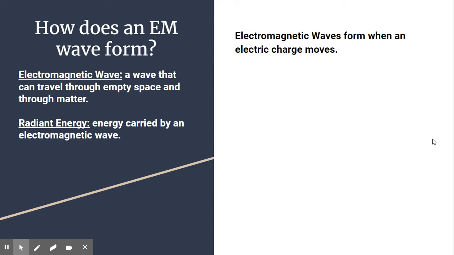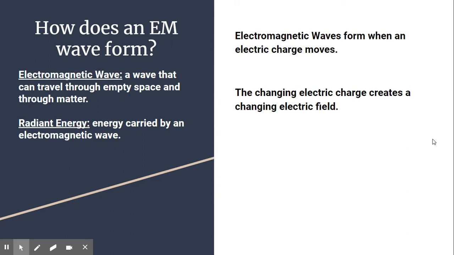Electromagnetic waves form when electrical charges move. If you think back to our last unit on forces and motion, we learned about some forces that act at a distance, and the electrical force was one of them. The electrical force showed you that different parts of an atom, like a proton or electron, have charges, and they create electrical fields around them. When those electrical charges move, that electrical field moves as well. That changing electrical charge changes the electrical field.